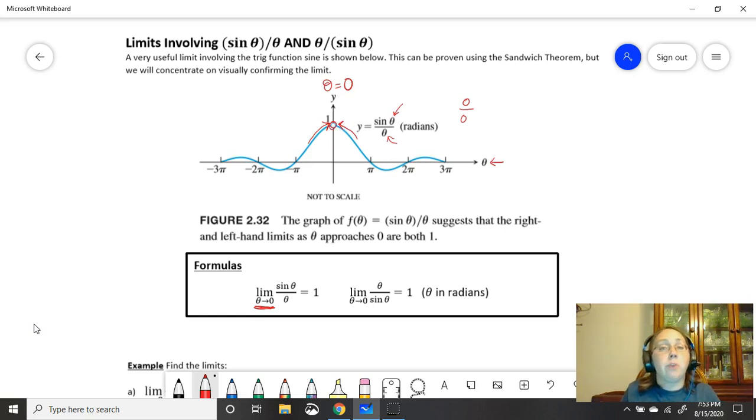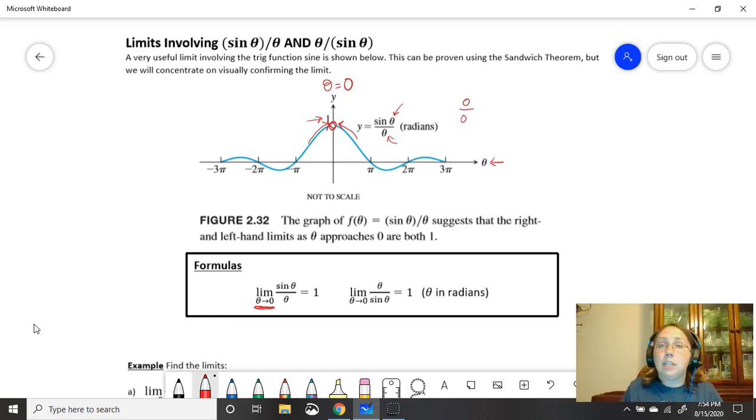This is a point where the function is undefined. It's an open circle. Why is it undefined? Because the denominator would be 0. But the limit is not affected by a single point missing. The limit is what you're approaching. So if we approach from the left and approach from the right, we're approaching this point here. What value does that point have? If you look, it looks like it has a value of 1.